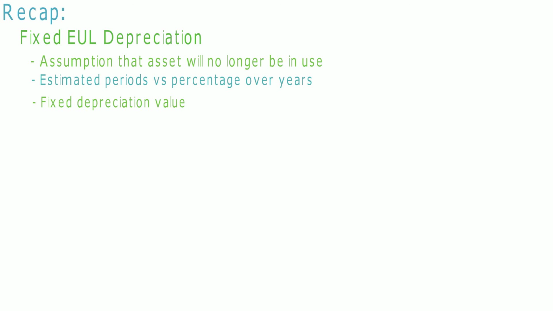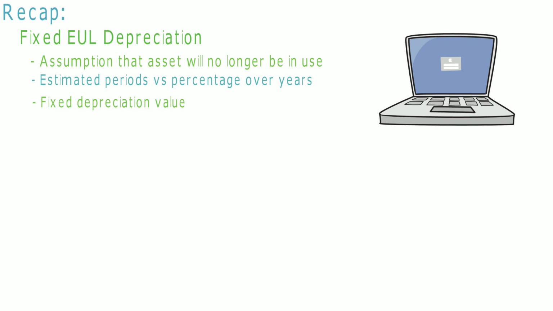To recap, fixed EUL depreciation works on the assumption that the asset will no longer be in use at the end of its useful life. It uses the estimated periods rather than the percentage per year to calculate an asset's depreciation. It also has a fixed depreciation value.